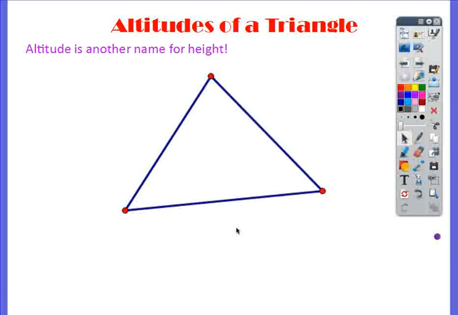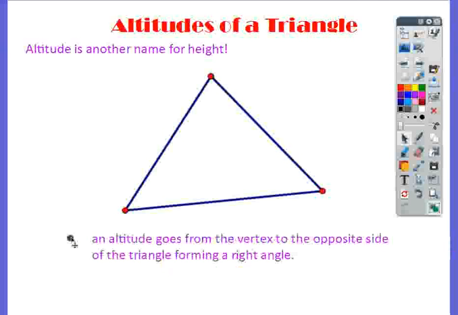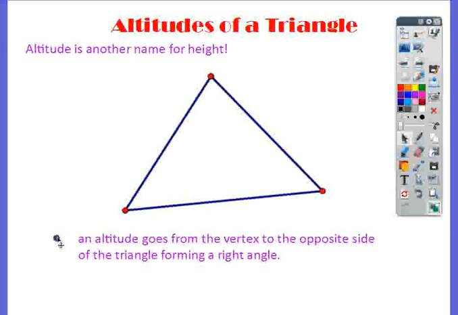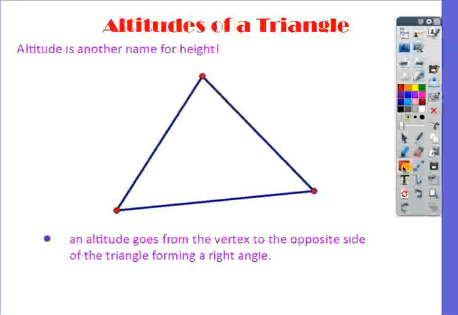Let's talk about the altitudes of a triangle. Altitude is another name for height. An altitude is a segment that connects from vertex to the opposite side of the triangle, forming a right angle. So we can apply this concept to a triangle. We can draw an altitude from each vertex of the triangle. So let's do that now.